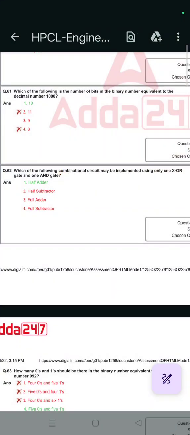Which of the following combinational circuits may be implemented using only one XOR gate and one AND gate?